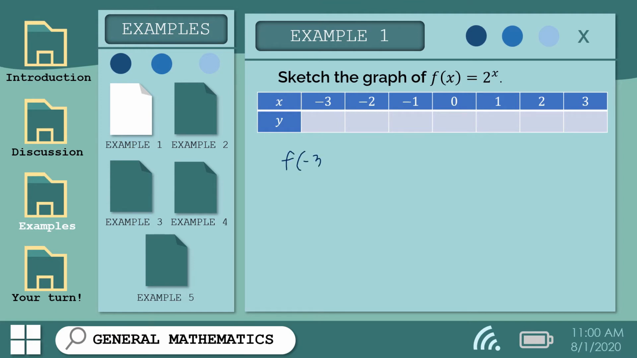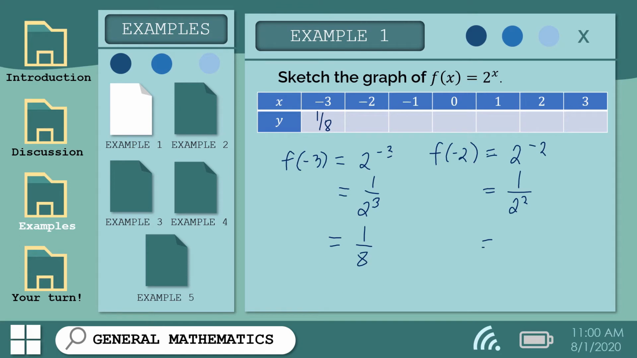Pag f of negative 3 po, so ibig sabihin, 2 raised to negative 3 po yan. At ang 2 raised to negative 3 is equal sa ating 1 over 2 raised to 3. At ang 2 raised to 3 po is 8. So, 1/8 po yung corresponding y value. At kapag naman negative 2, ganun din po. 2 raised to negative 2, or that is 1 over 2 squared, or 1/4. So, ganun lang siya.